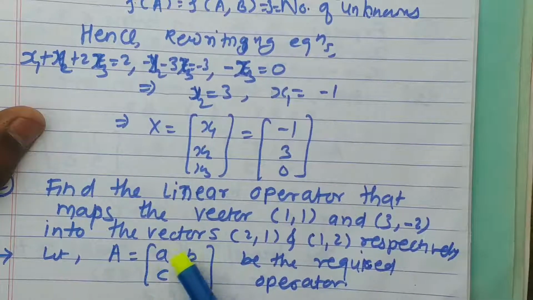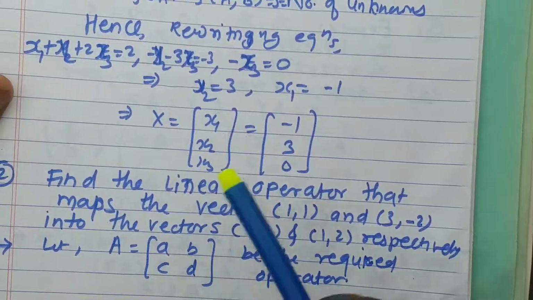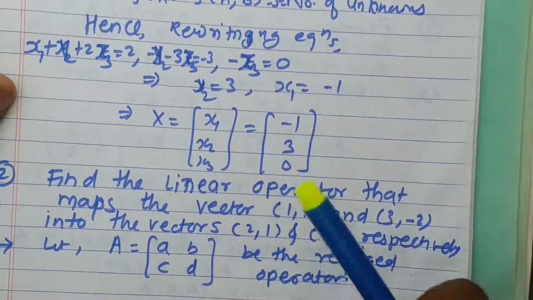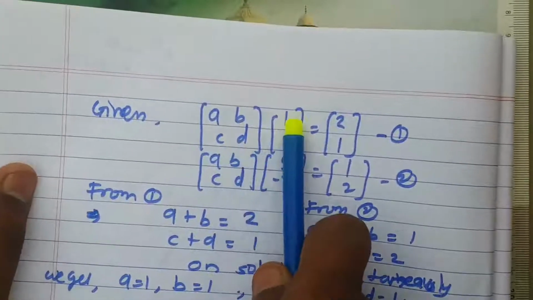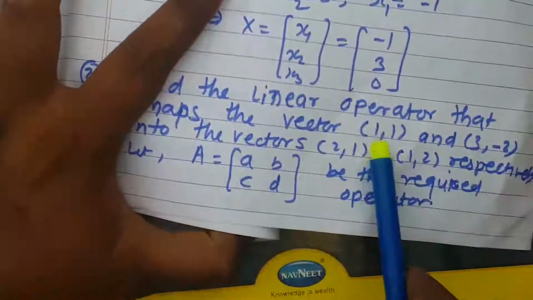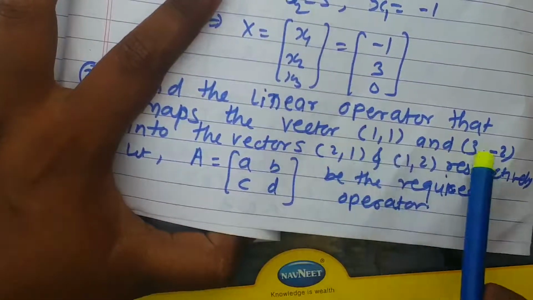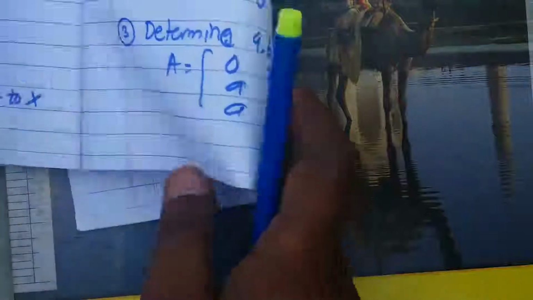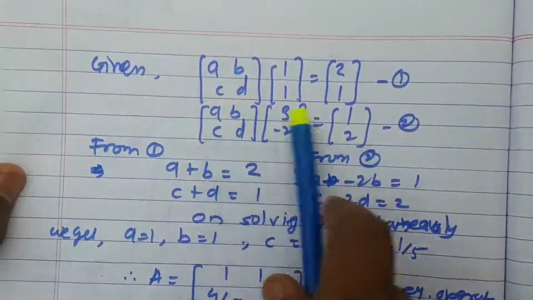As it is 2 by 2, it will have 4 entries, let us say A, B, C, D. These A, B, C, D values we need to calculate. Let this be the required operator which maps these two vectors to these two vectors. Now we are going to use the given conditions. The matrix A, B, C, D maps the vector 1 1 to 2 1, and 3 minus 2 is mapped to 1 2. That I have written here in matrix form.